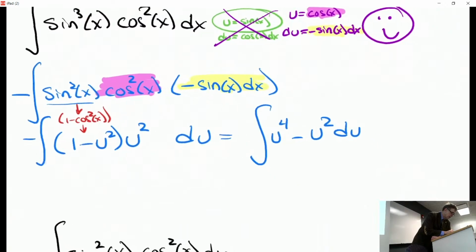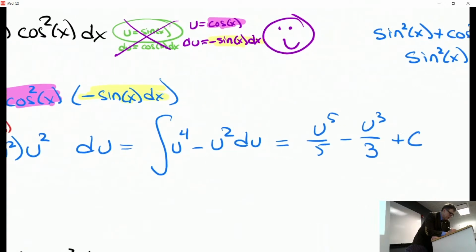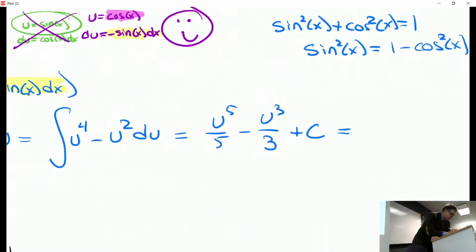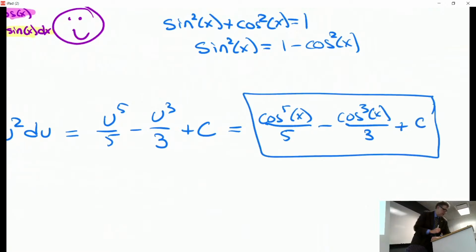Tyler can do it. Tyler, what's the antiderivative of u to the 4th minus u squared? Isn't there something else you want to add in here? Of course, I know. Plus c. Now I just go back to my original substitution up there next to the smiley face, and I get cosine to the 5th over 5 minus cosine to the 3rd over 3 plus c as my final answer. Whew. Isn't that amazing?